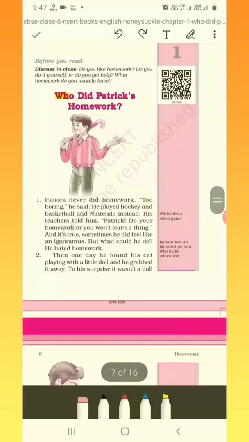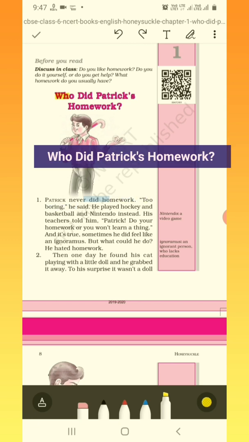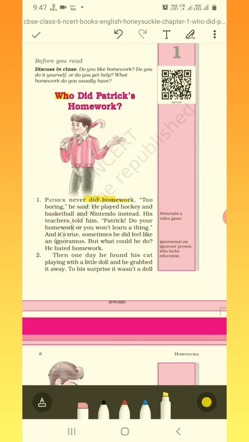Let me break up this paragraph that I've just read. Patrick basically never did his homework. And according to him, his homework was too boring. He never liked doing homework. And what did he like instead? He liked playing hockey and basketball.